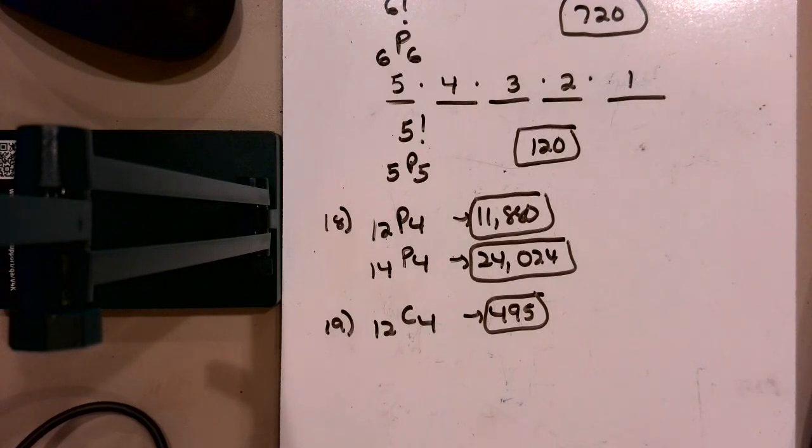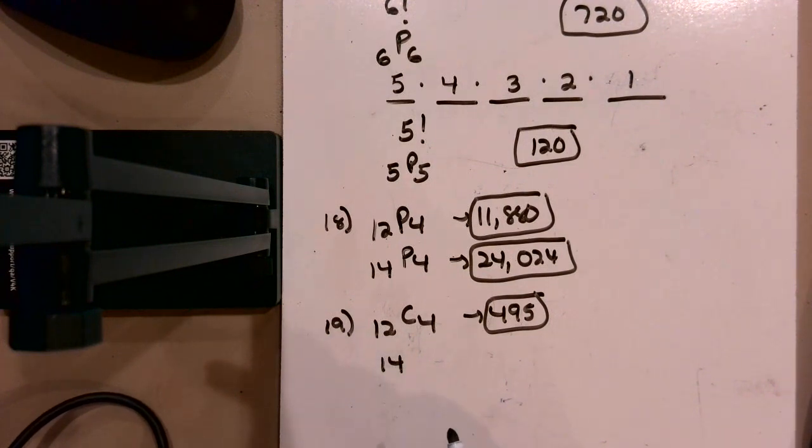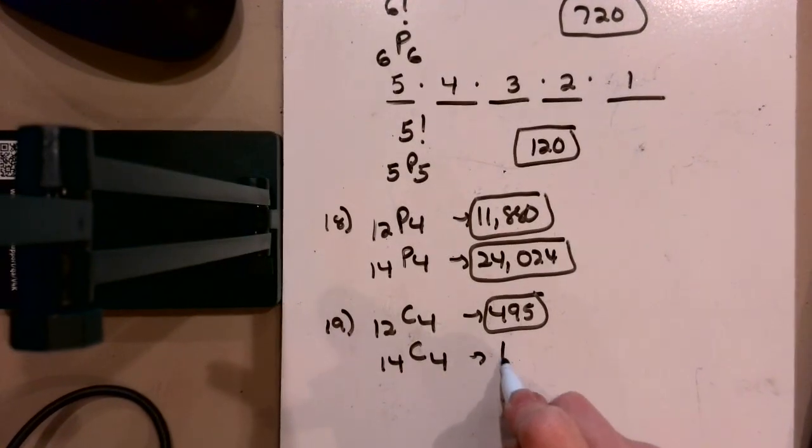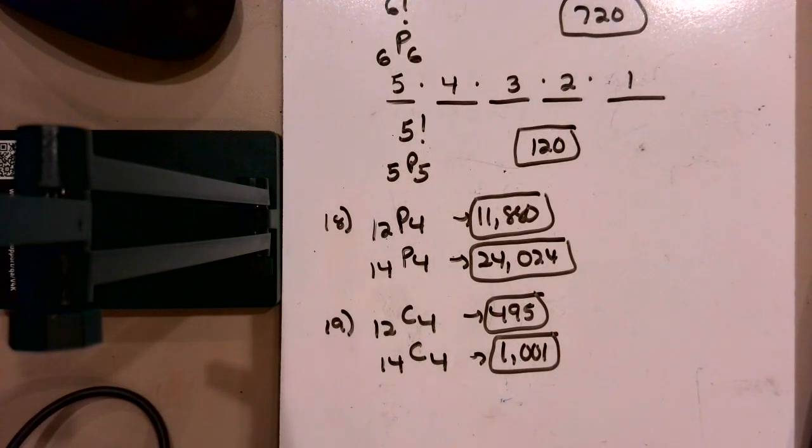The other version of that question is, in a committee of 14 members, how many different ways can 4 people be chosen for a subcommittee? Order doesn't matter because they all get the same job. It's a combination. So 14C4, for combination, gives me 1,001 possible outcomes in a combination.